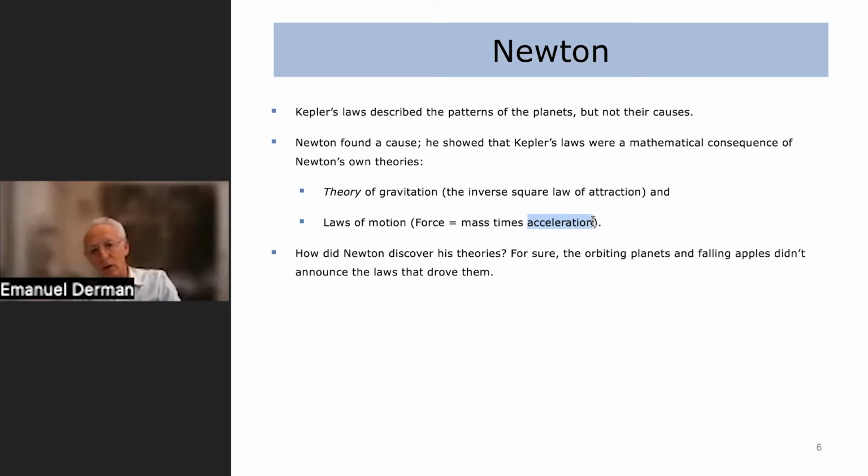And what he shows is that everybody accepts Kepler's laws, and he shows that his theories actually predict Kepler's laws. How did Newton discover his theories? For sure, the orbiting planets and the falling apples didn't announce the laws that drove them. He comes up with something much more abstract than simply looking at something much lower level or deeper than looking at simple movement and objects.